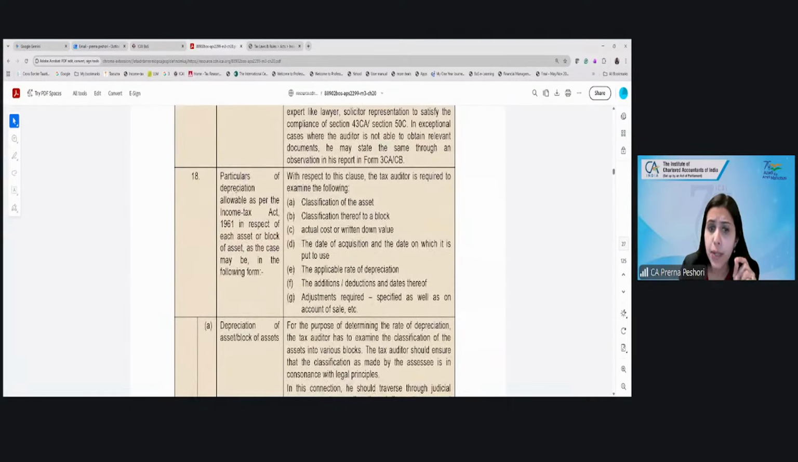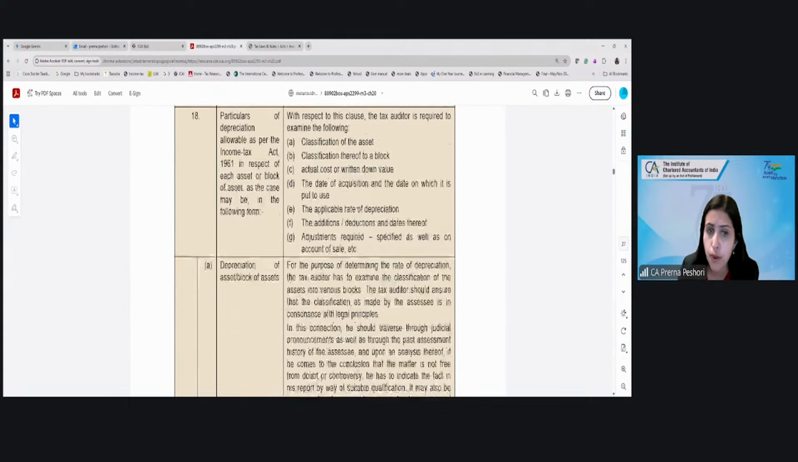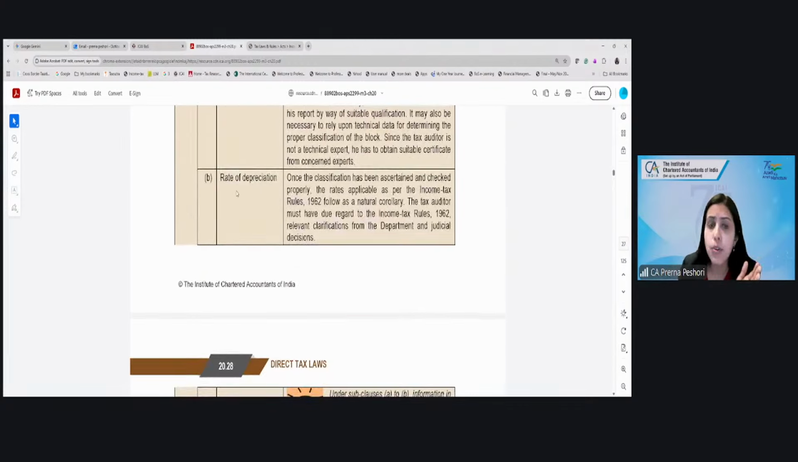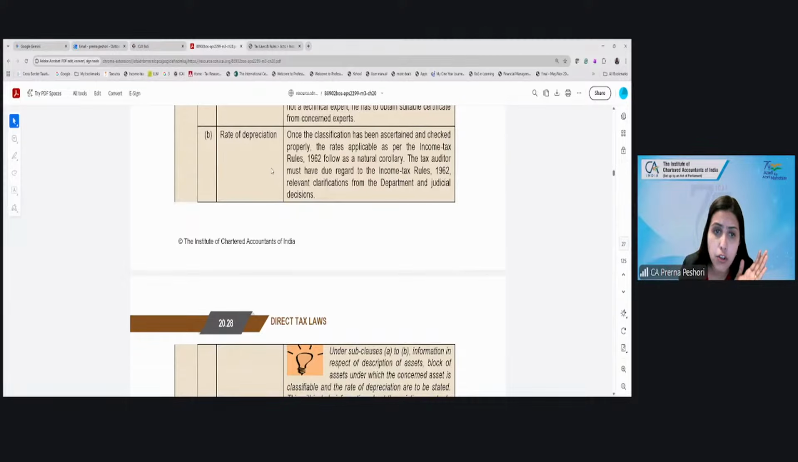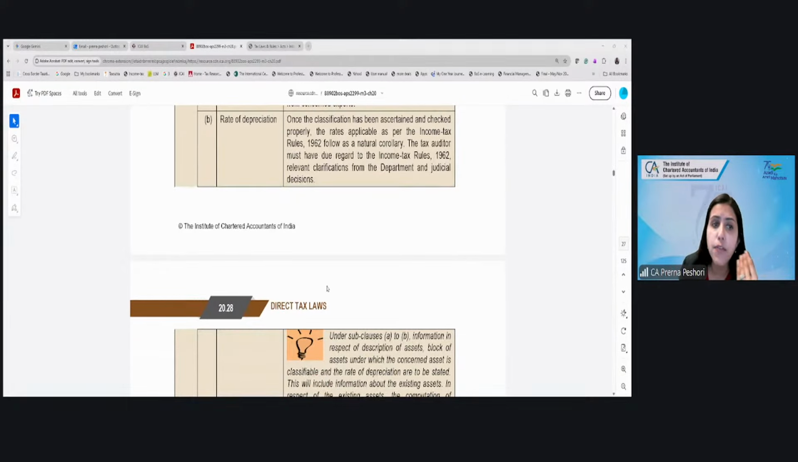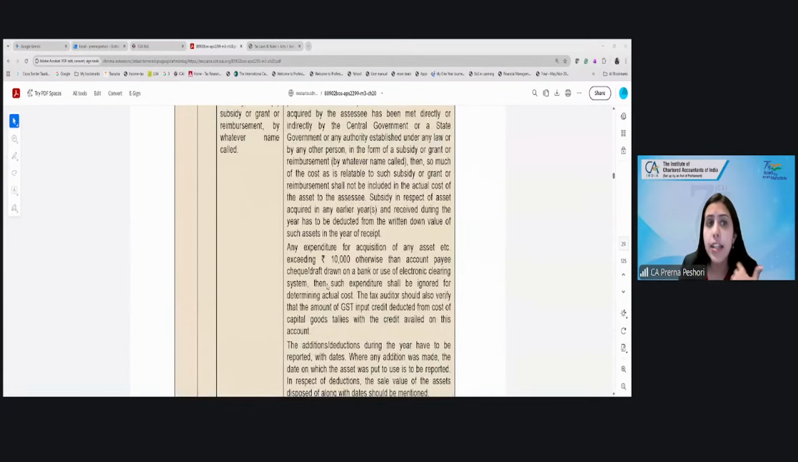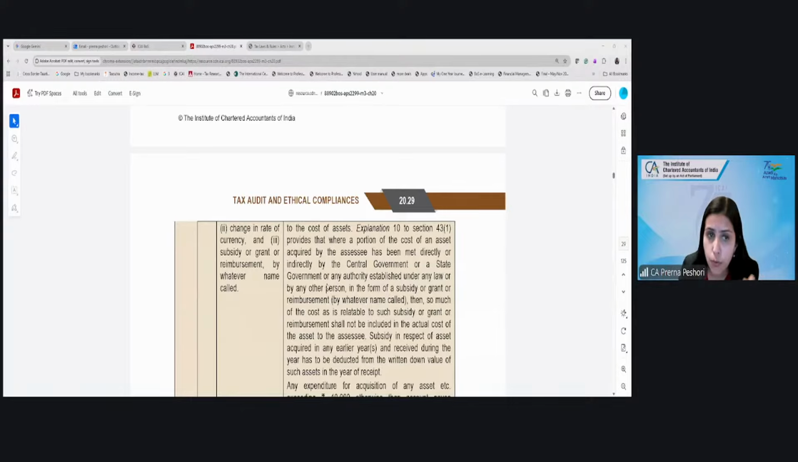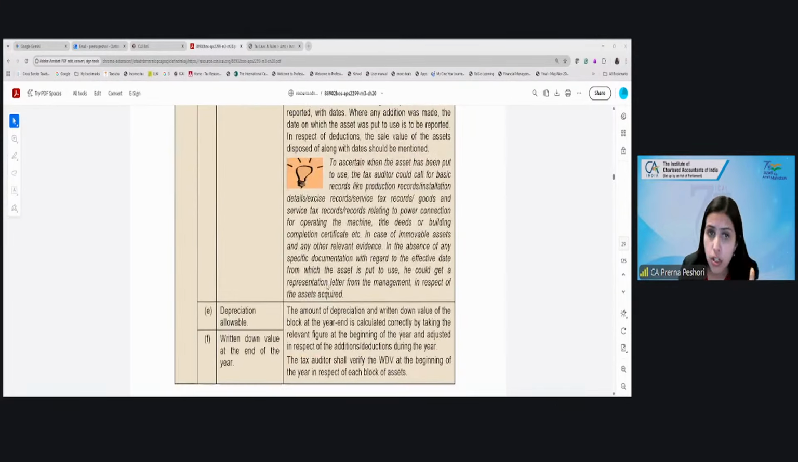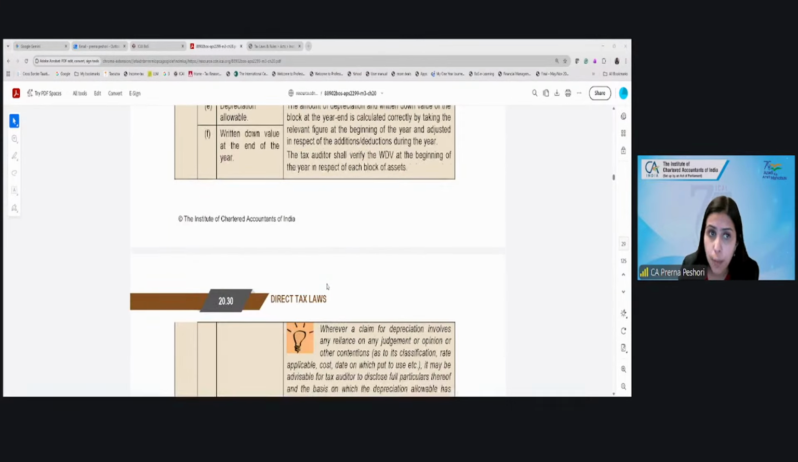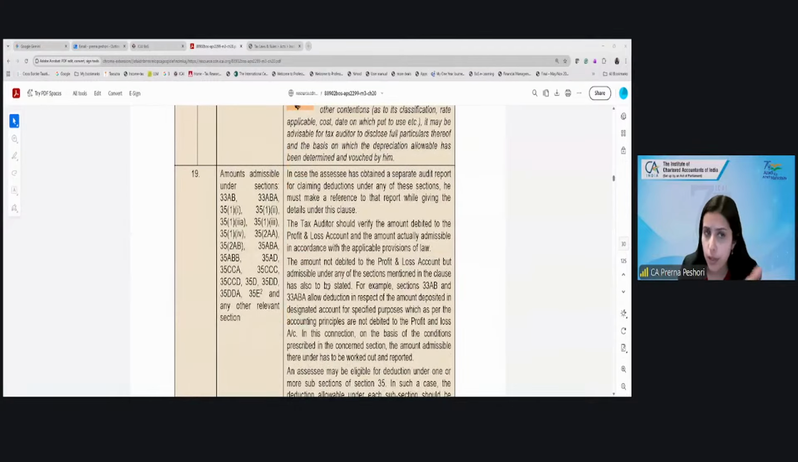Then 18 is with respect to the depreciation. You have to classify under the correct block. What is the actual cost or written down value opening? What is the date of acquisition? What is the cost of acquisition, the actual cost of new asset? And then you have to finally put the rate of depreciation and the depreciation thereon. You have to look at the fixed asset register. If there are any deductions, if there is any change in the foreign currency exchange because of section 43A, if there are any subsidies or grants, if there is any interest on loan capitalized, all that you need to put over here.